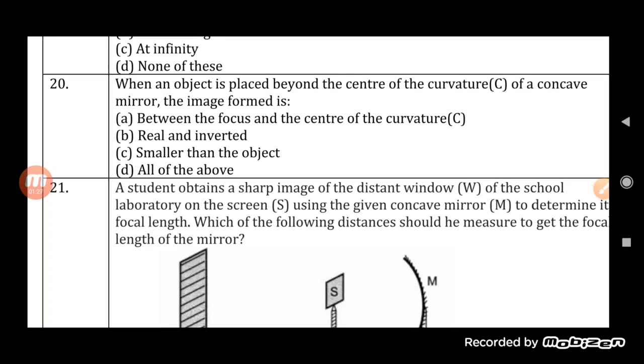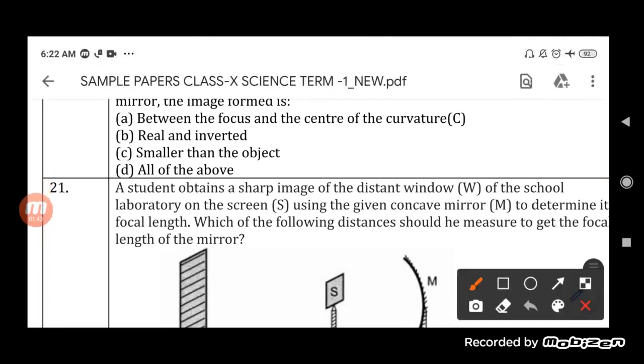Even if you see here, students, whenever we keep the object between F and C, the image is formed beyond C. So they are just opposite to each other, and thus when we keep the object beyond C, the image is formed between F and C. So here the correct option will be between F and C.